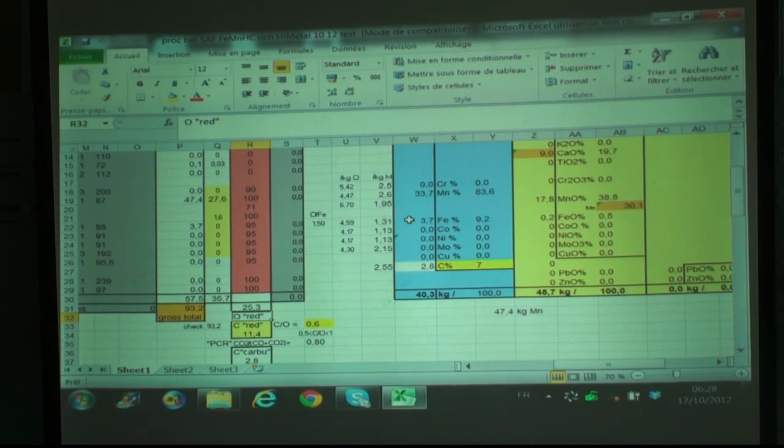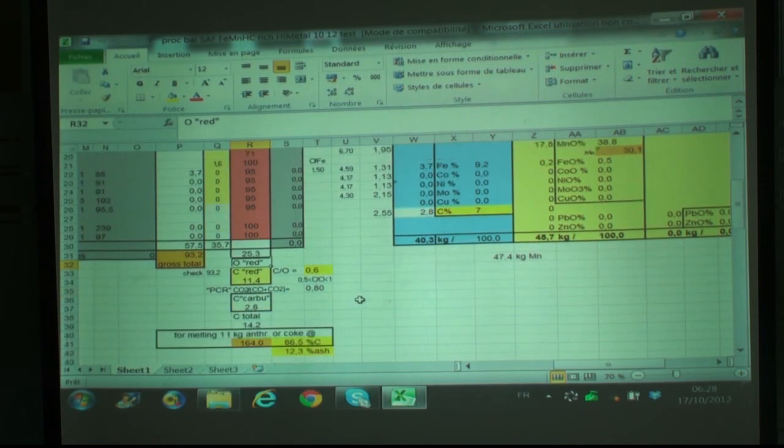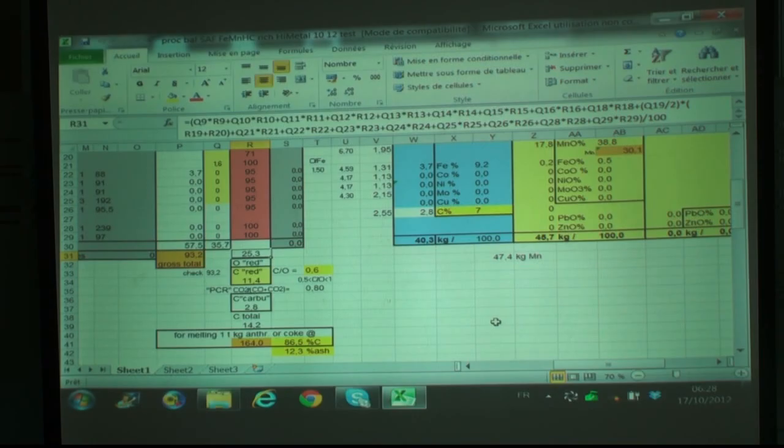We were at the determination of carbon. Just before stopping, we've seen that here we have calculated the amount of oxygen that is removed, multiplying each line, the total oxygen, with the percentage of reduction.